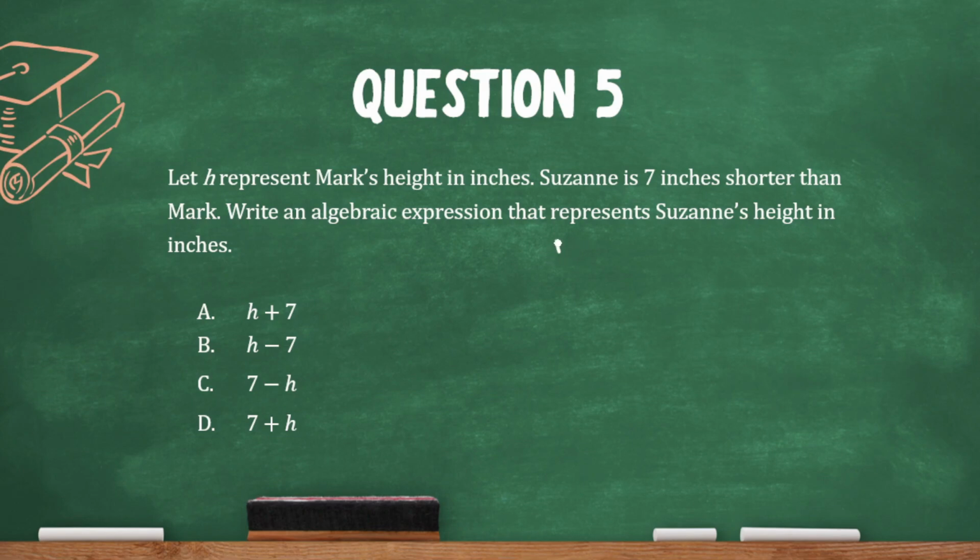So H is Mark's height, right? And if Suzanne is 7 inches shorter than Mark, we would subtract 7 from Mark's height, right? So that would be B.